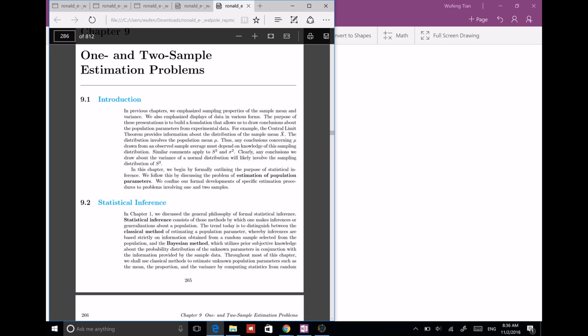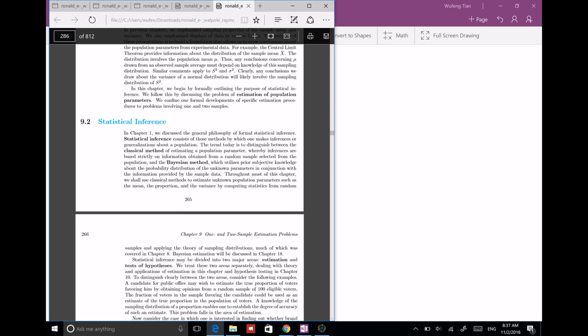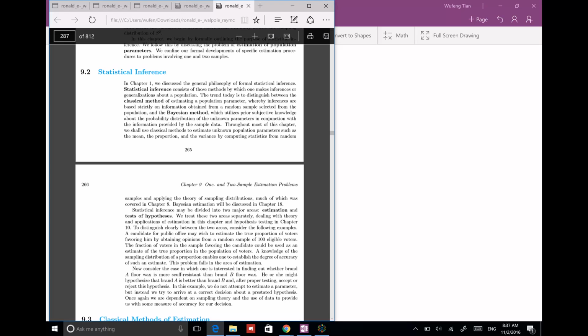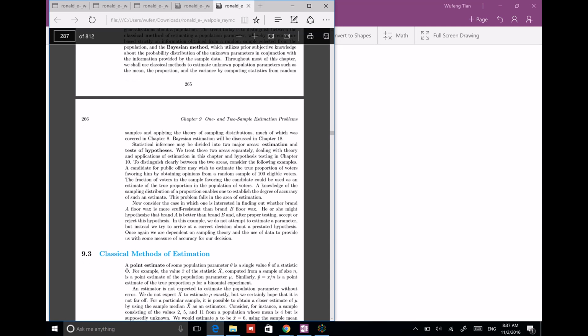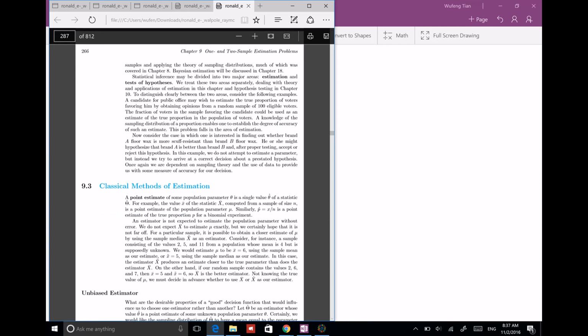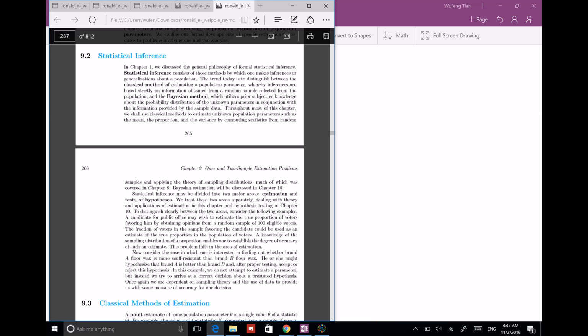So then we're going to use the sample mean or sample standard deviation to estimate the population mean and the population standard deviation. Okay, that's what we want to do in chapter 9.